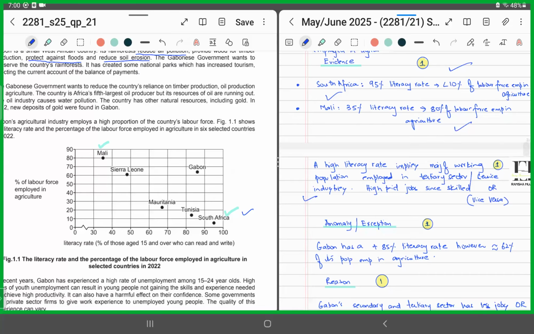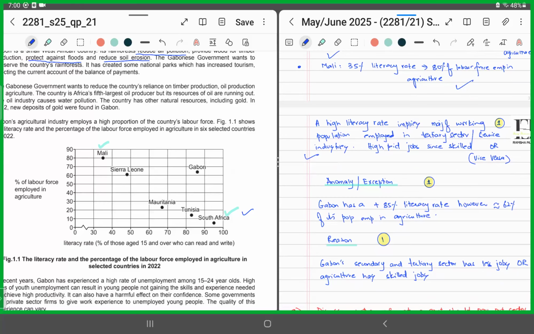Now, the 4th mark. How will you get the 4th mark? However, there exists an exception. Now, what's the exception? The exception is in Gabon itself. Look at Gabon. What's happening? The literacy rate in Gabon is around 85%. However, the percentage of labor force employed in agriculture is what? It's more than 60%. So what you'll say, however, there exists an exception. That's the 4th mark you'll be getting this way. You say Gabon has more than 85% literacy rate. However, approximately 62% of its population is employed in agriculture.